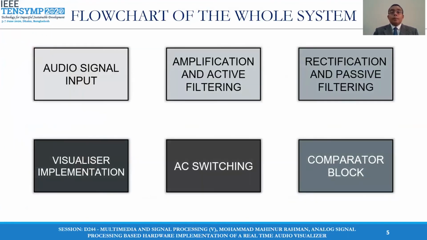To help you thoroughly understand our work, here is the flowchart of the whole system. First, the audio signal is taken as input, and then it moves into the amplification and active filtering stage, then the rectification and passive filtering stage, then the comparator block, and then the AC switching block. Finally, the signals from the AC switching block are used to turn on and off lights, where we implement the visualizer.